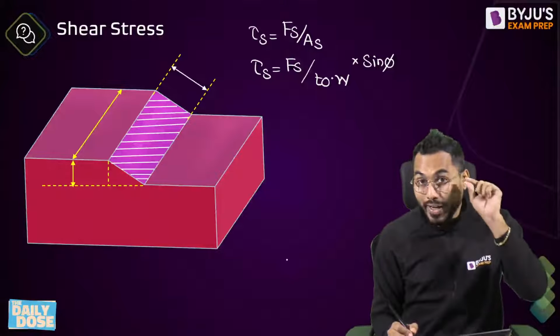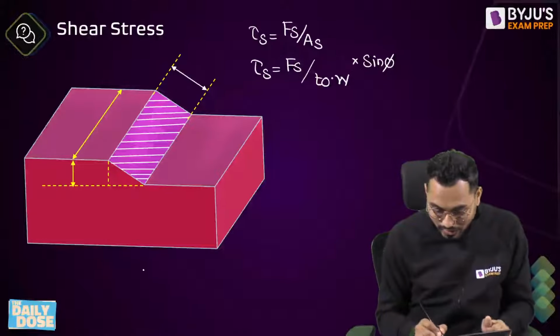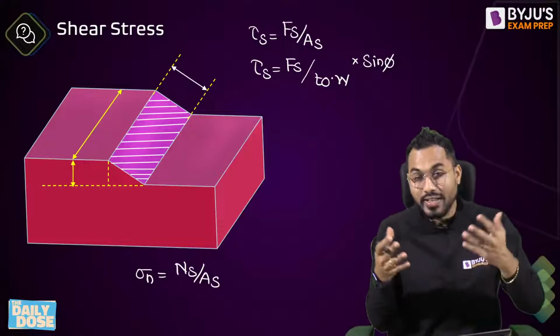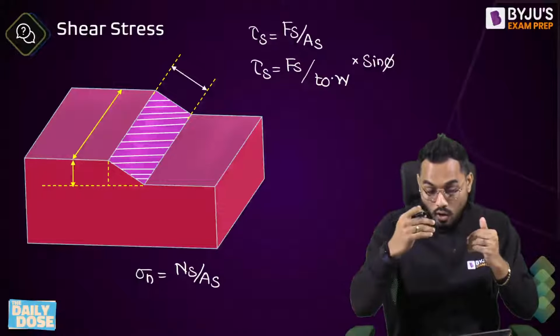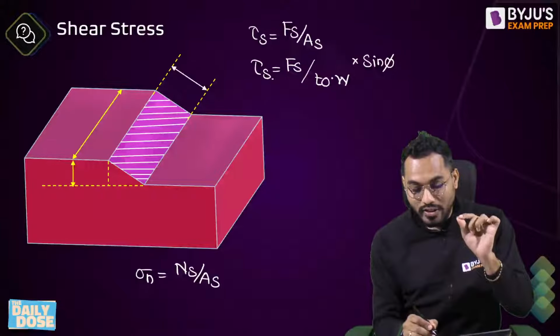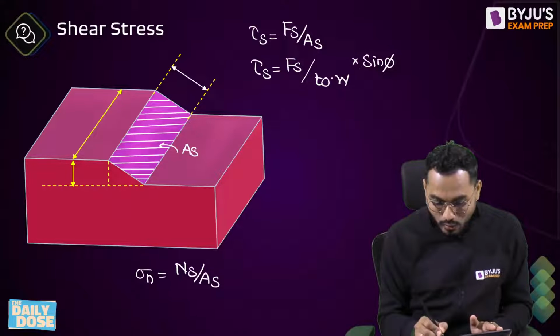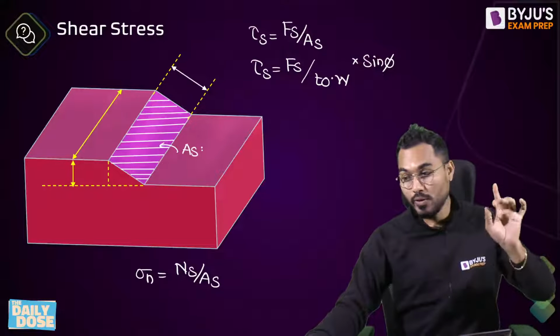Same thing, because of the normal force, a normal stress is developed. So normal stress is exactly equal to normal force divided by the shear area. Again, the shear area remains the same. So the normal force generates normal stress, and the shear force develops a shear stress along the same shear area. Along what? The same shear area. You can calculate that.